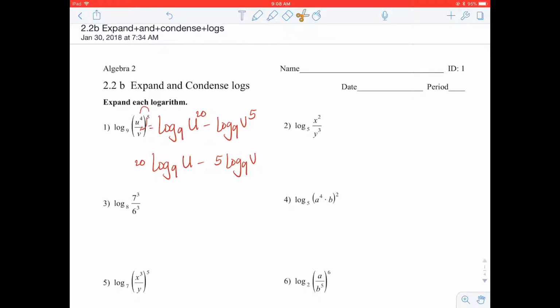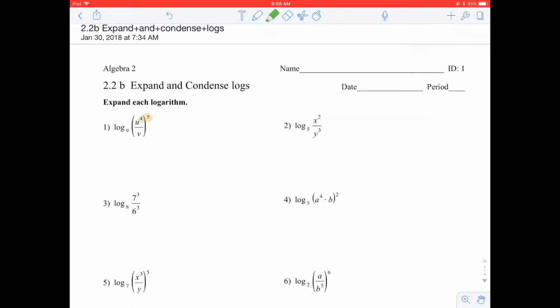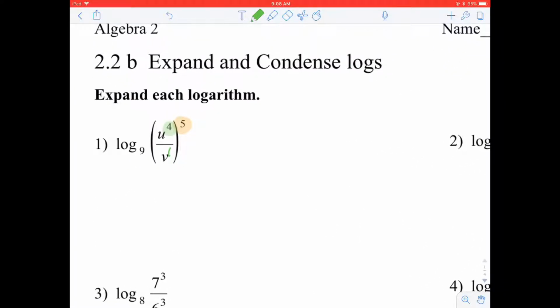So make sure that you have 2.2b up on your iPads, and let's go ahead and take a look at that fresh. So in this case, we do have a power to a power. So if you look, we've got that 5 on the outside, that's a power, and then on the inside of the parentheses, we have the power of 4, and then we also have the V has a power of 1. So we have to take care of both of those exponents, and we have to apply the rules for exponents, which is why we covered those.